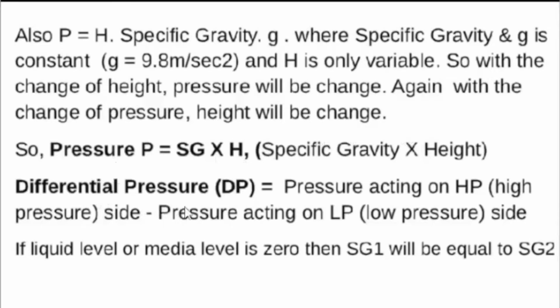Here differential pressure dP is equal to pressure acting on the HP side, that means high pressure side, minus pressure acting on the LP side, that means low pressure side. We have to consider that if the liquid level or media level is 0, then Hg1 will be equal to Hg2, and specific gravity 1 will be equal to specific gravity 2.